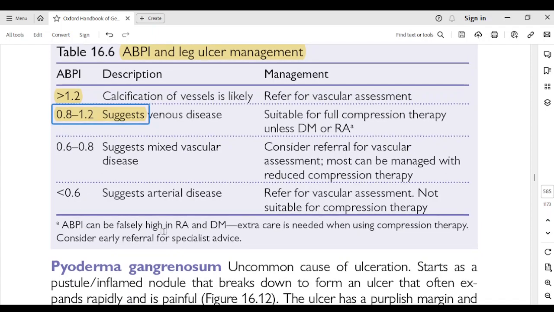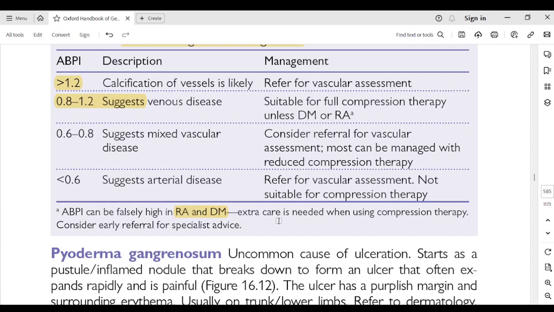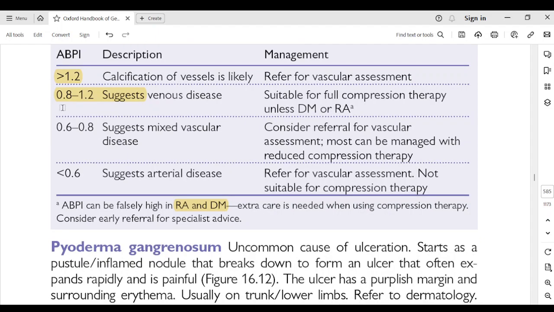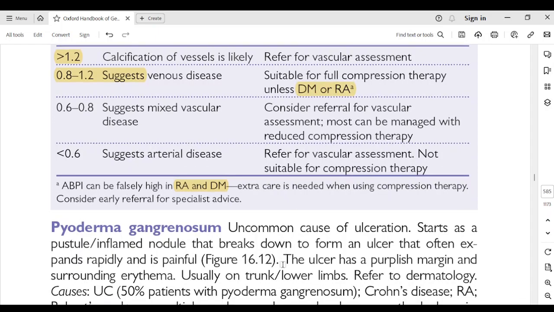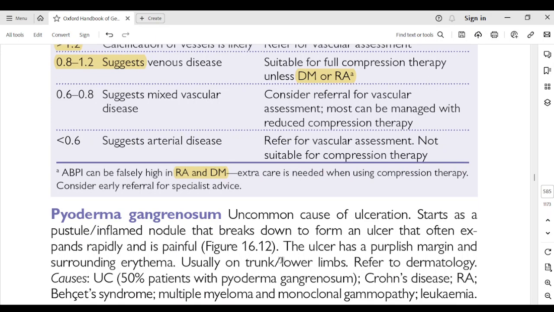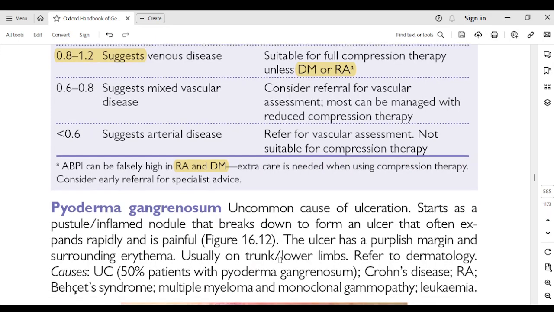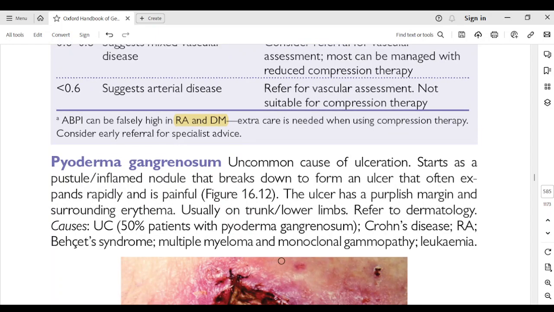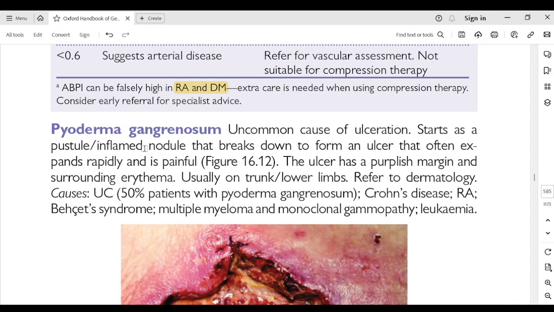So ABPI can be falsely high in rheumatoid arthritis and diabetes. Extra care is needed when using compression therapy. Consider early referral for specialist advice. So even when there is a venous leg ulcer with an ABPI of 0.8 to 1.2, and the patient is diabetic or rheumatoid arthritis is present, you need to refer them for vascular assessment to find out whether it is a spuriously high ABPI or normal.